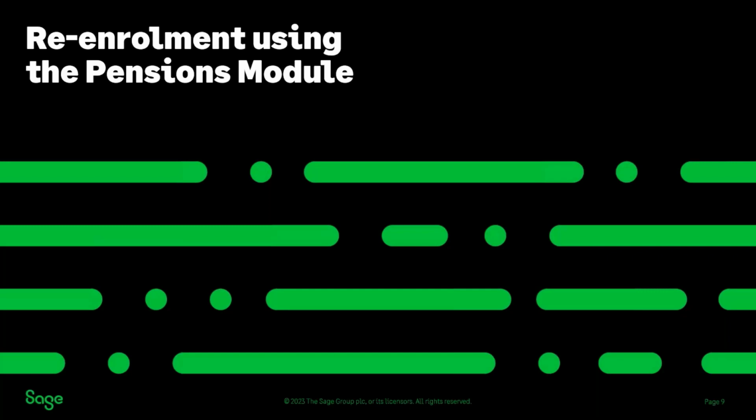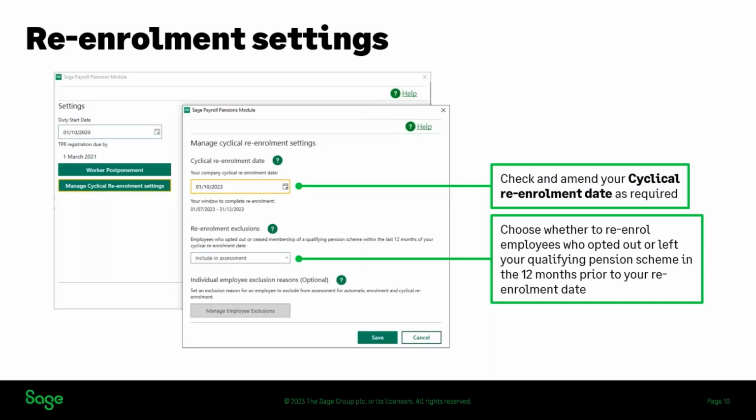What I want to touch on first, though, is where to find the re-enrolment settings for any pensions module users out there. They are found from the main company tasks within the pensions module settings, and you'll see an option to manage cyclical re-enrolment settings. From here, you'll be able to choose your re-enrolment date. And remember, that can be in the 6-month window based on the 3rd anniversary of the last time you did this. And also, you have the option of choosing whether to re-enroll employees who opted out or left the pension scheme within the prior 12 months to that re-enrolment date.